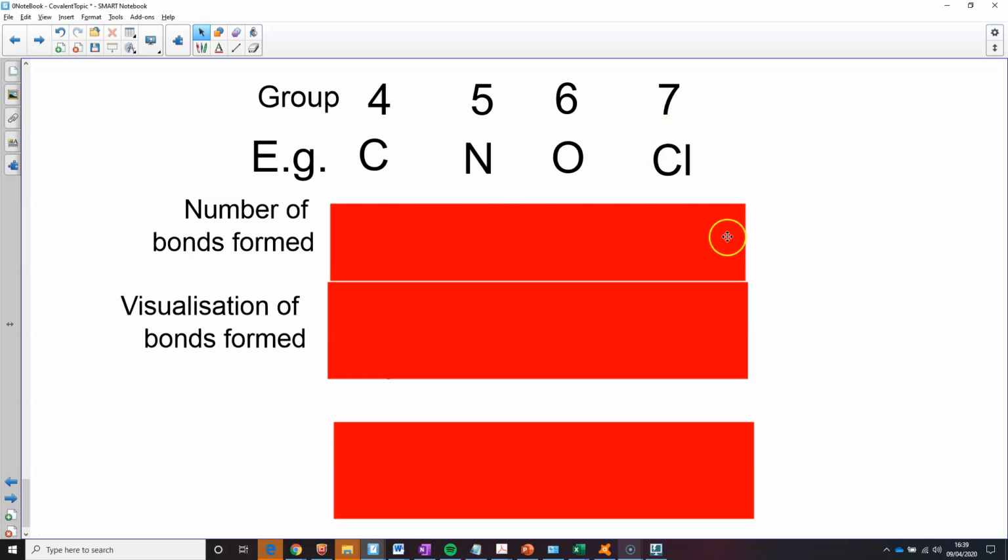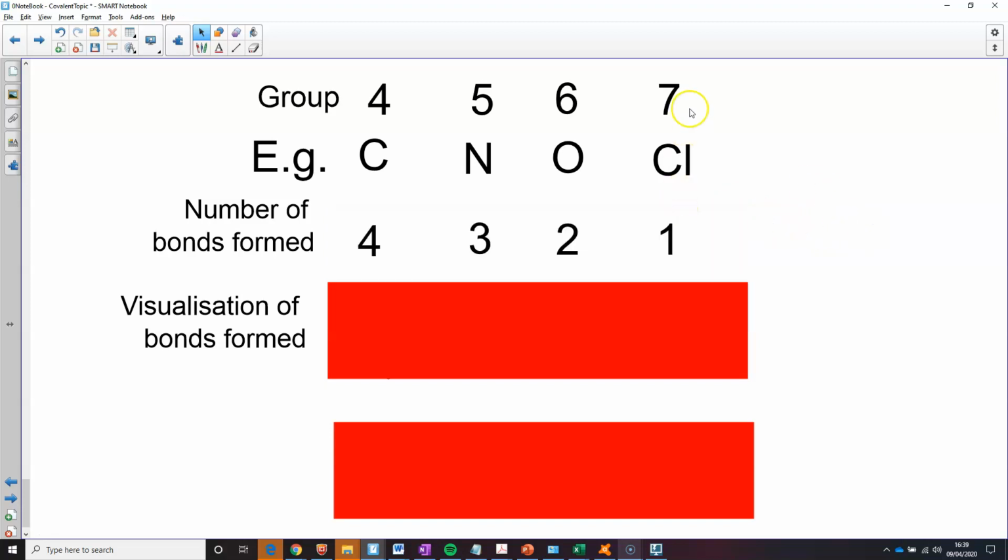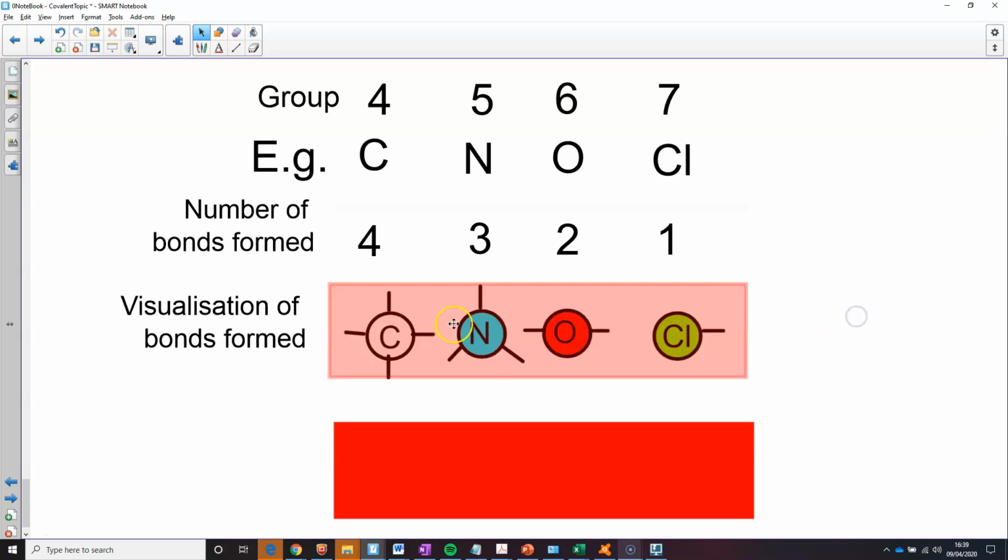How many bonds did each of the elements in the group form? Pause the video, then push play to find out the answer. Carbon formed 4 bonds, nitrogen formed 3 bonds, oxygen formed 2 bonds, and the halogens formed 1 bond. So we could visualize this in displayed formulae: carbon forming 4 bonds, nitrogen forming 3 bonds, oxygen forming 2 bonds, and fluorine or chlorine forming 1 bond.